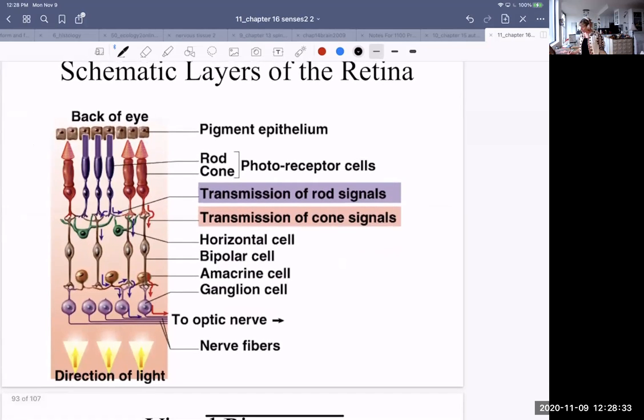So here are the rods and cones, and here's a horizontal cell here. That's closer to the junction between the receptor and the bipolar cells, and the amacrine cells are here, where the synapse between the bipolar and the ganglion cells occurs. So that really helps to start to process the perception of vision even before the signal goes to the brain.